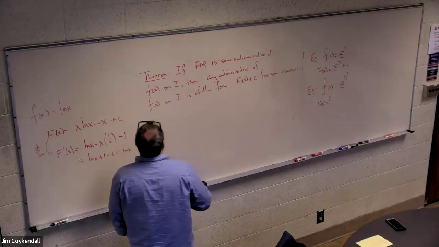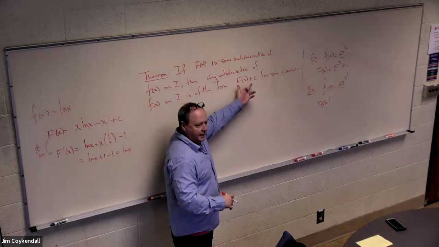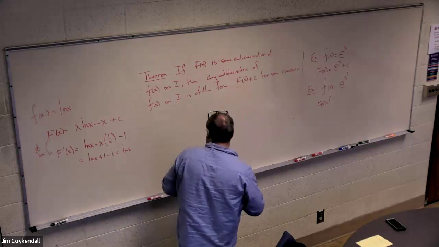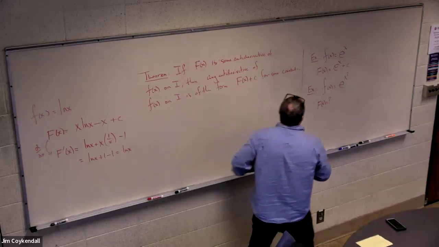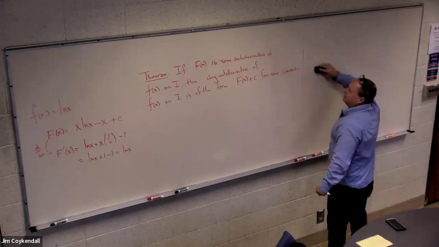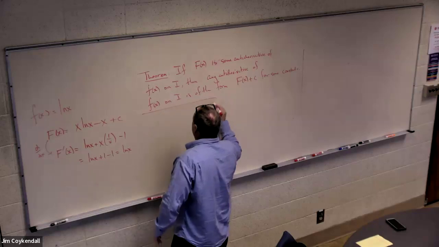So, for example, and in fact, Ryan pointed this out earlier, the most general antiderivative of 2x is x squared plus C.